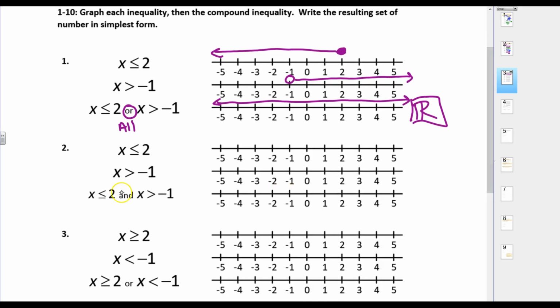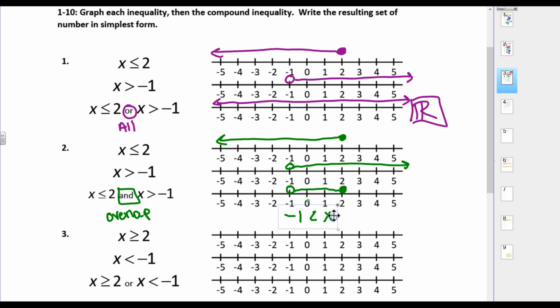Whereas when I look at this problem, my word joining here is and is just where I take the overlap. So I'm looking only for the overlap in this next piece. So I've got x is less than or equal to 2, so that's a closed dot on 2, shading down. X is greater than -1, open dot on -1, shading up. I'm looking for the overlap. Well, they're only overlapped between -1 and 2, so that's my final graph. So the final answer is -1 is less than x, which is less than or equal to 2. And that would be my final answer.